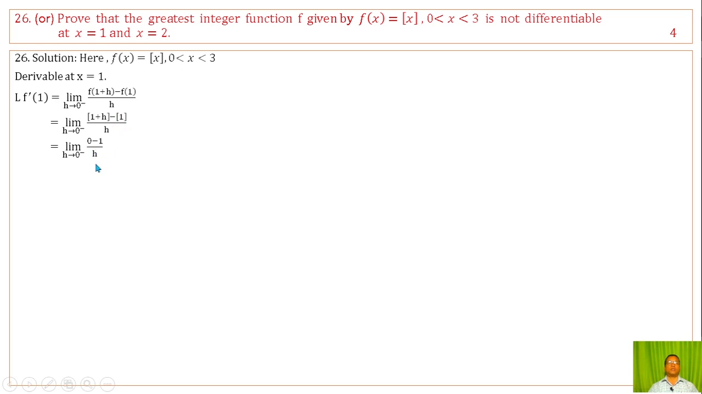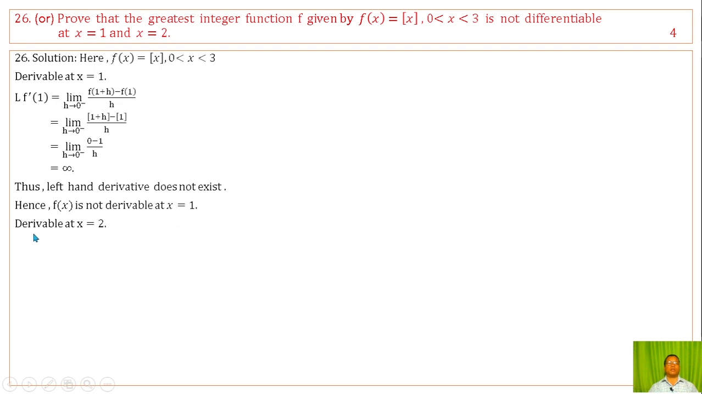Minus 1 by h. h is a small negative number, therefore minus 1 divided by a negative number is again a positive, with the greatest value, that is infinity. Thus, the left-hand derivative does not exist at 1. Hence, f of x is not derivable at x equal to 1.